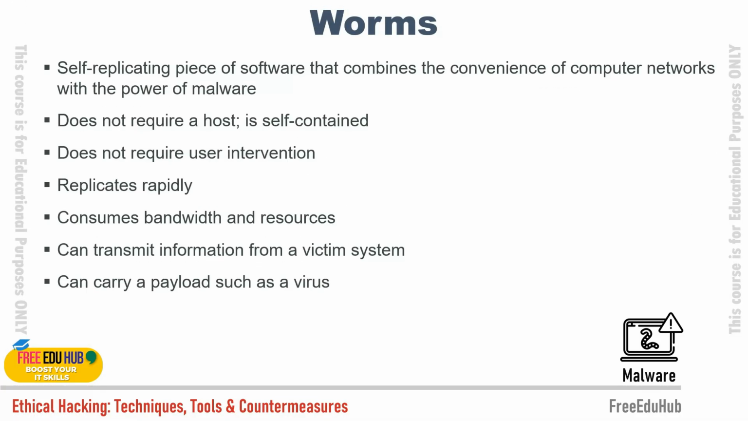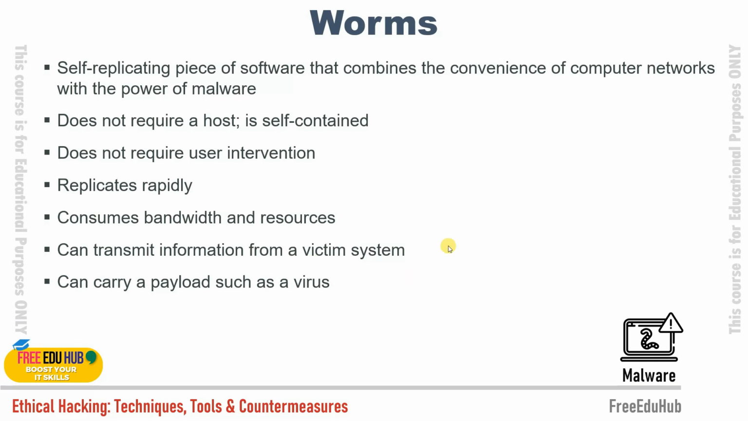Now let's talk about another category, which is called worms. Worms are self-replicating pieces of software that combine the convenience of computer networks with the power of malware. Unlike a virus, it does not require a host. It is a self-contained thing. It does not require user intervention. In viruses, it required the user intervention to open the file to spread it. It replicates rapidly. It consumes the bandwidth and the resources of the computer, and it can transmit information from the victim system to other systems, and it is capable of carrying a payload such as a virus.